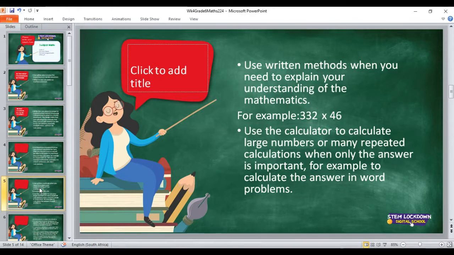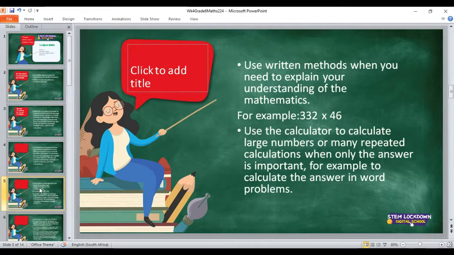Now, when do we use the calculator? Because all we hear is that we use written methods, we use estimation, we use our mental calculation. Here it goes. The calculator is used only when you're dealing with large numbers. Rather, I would advise that we use a calculator when we are dealing with large numbers that we won't be able to easily break down and quickly get the answer. Then we can use the calculator.